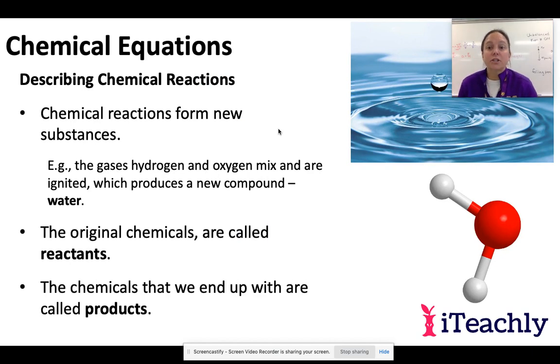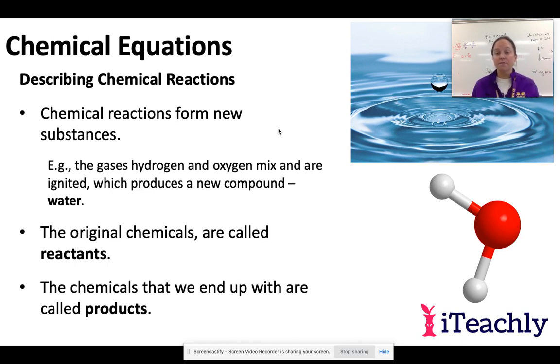So, chemical reactions occur when we get a new substance form. So, I'm going to take hydrogen and I'm going to take oxygen and I'm going to chemically have a reaction. So, we're going to change the physical properties of the substance and I'm going to get something new. I'm going to get a compound like water. So, whatever I started with, we call the reactants. Those are our ingredients. And whatever I end up with, that's what we call our products.